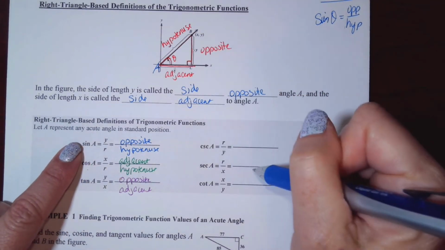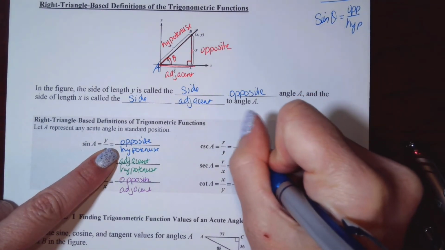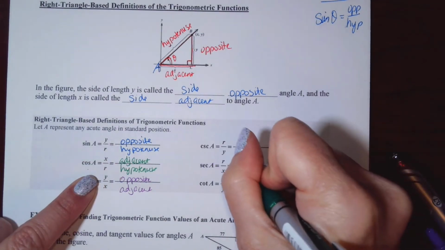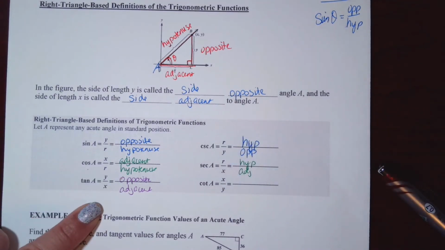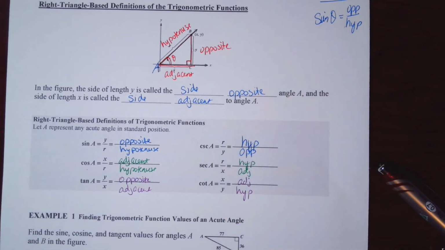All right, and then we have our reciprocal function values. Cosecant is hypotenuse over opposite. Secant is hypotenuse over adjacent. And cotangent is adjacent over hypotenuse.